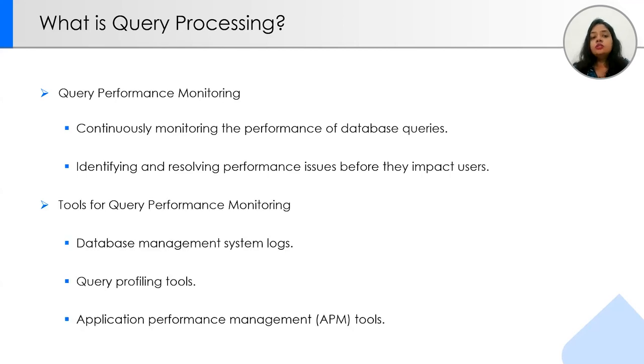Then comes the tools for query performance monitoring. So what are the tools that we use for query performance monitoring? Database management system logs, wherein you monitor the system, and query profiling tools. So again, you use these tools to ensure that your query profile is updated. Also, you use application performance management, or APM, tools.